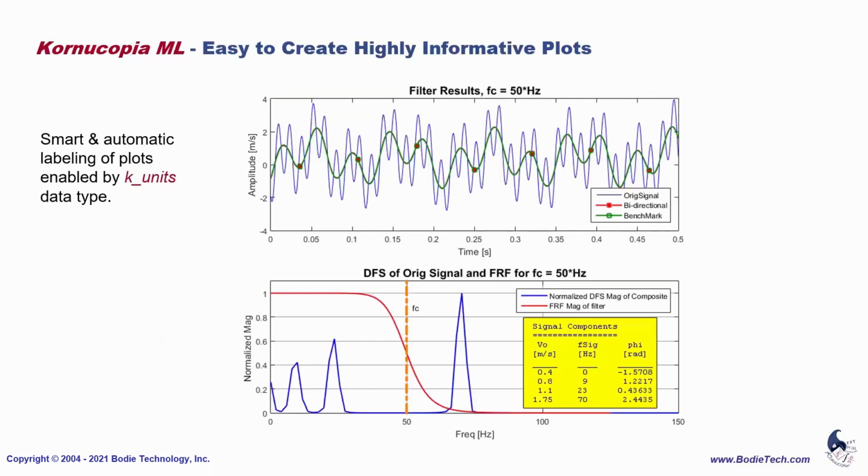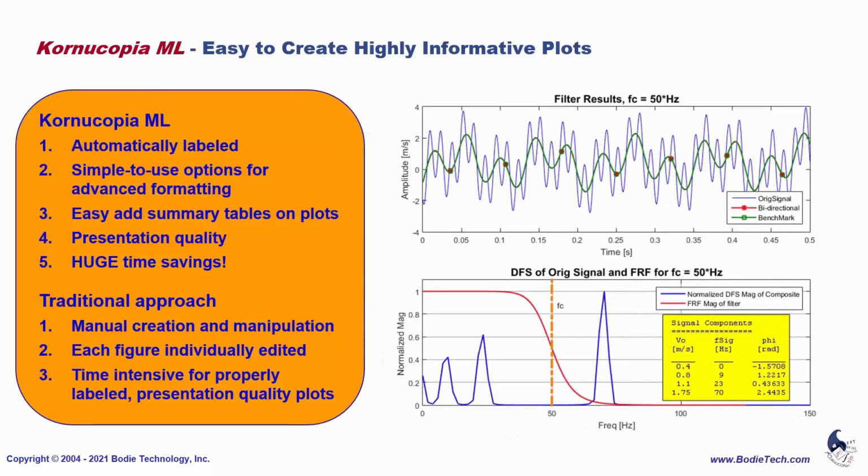Since Kornucopia's K_units data type holds all this information, it is easy to create highly informative plots. Here are two examples of Kornucopia graphs where the smart and automatic labeling of the plots is enabled by the K_units data type. With Kornucopia ML, you can quickly create fully labeled plots without any manual editing. Kornucopia's plotting features offer simple-to-use options for advanced formatting. For example, it is easy to add a summary table on graphs and figures. All of this allows you to create efficient presentation quality plots, which is a huge time savings.